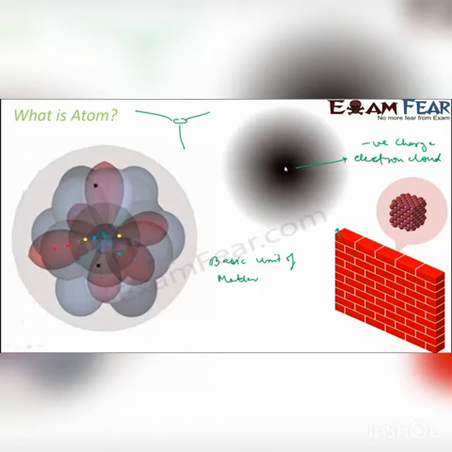Okay, so atom is the basic unit of matter. You take any matter, you take an apple, you break the apple into small parts. The smallest part which you get will be atom, and that is not visible through naked eyes. You can't see that, right?